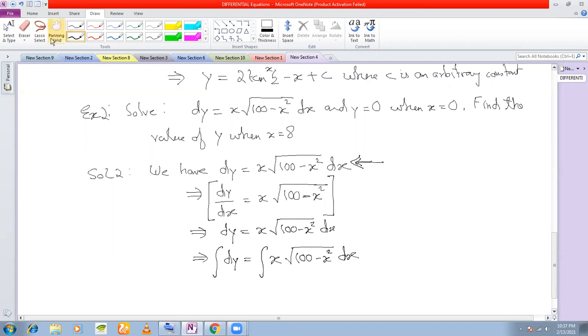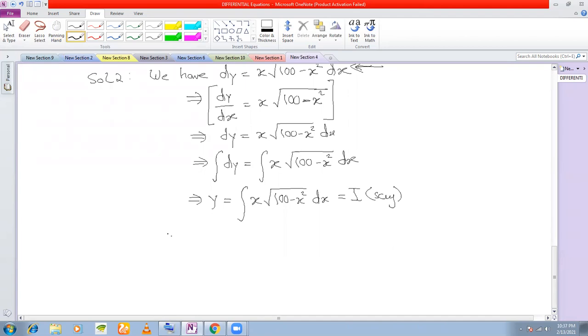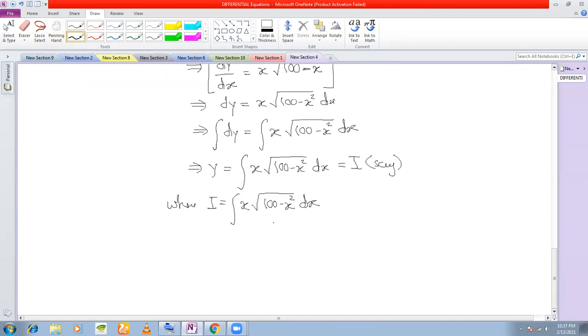Right? That means we get y is equal to integral x root 100 minus x square dx. Let us call this I. We shall integrate separately and then put. Let us call this as I, where I is equal to integral x root 100 minus x square dx. Right. So we'll now integrate this. How do you integrate this? You remember?